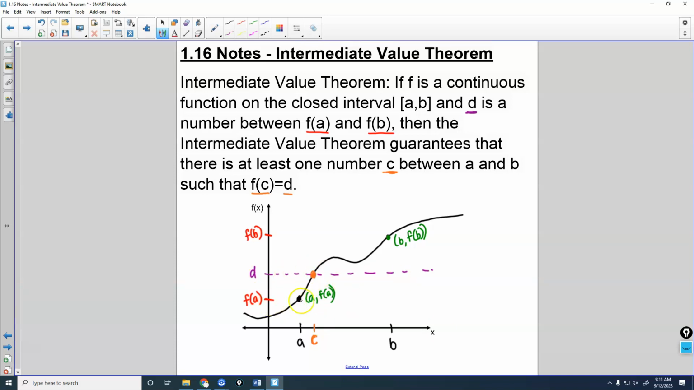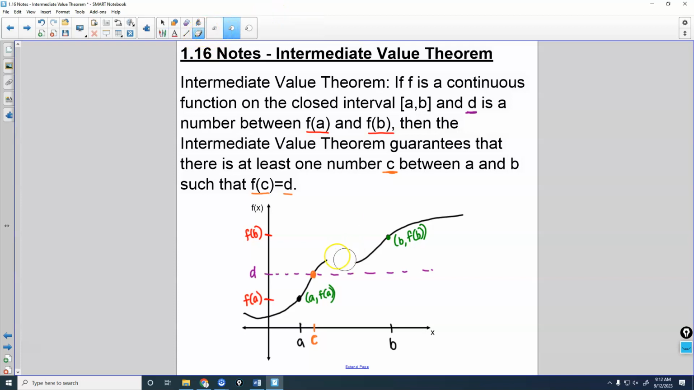You can think right here is Jeremy's weight. Here's when he weighed 199. Here's when he weighed 203. D right here is 200. He had to pass it. Now Jeremy could have, like, the graph could have done other stuff.